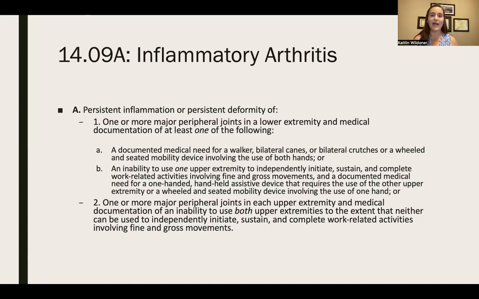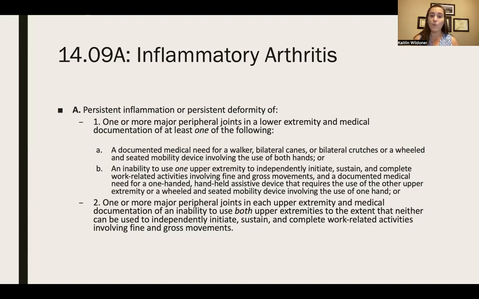So with 1.09A, and this is all in the medical documentation that you have to show, there must be persistent inflammation or persistent deformity. 1.09A1 is just for your lower extremity. If you've got that persistent inflammation or deformity of one or more of your major joints in your lower extremity, and there's medical documentation of needing a cane or bilateral canes, a walker, or bilateral crutches, or if you need a wheeled and seated mobility device, all of those require the use of both of your hands.